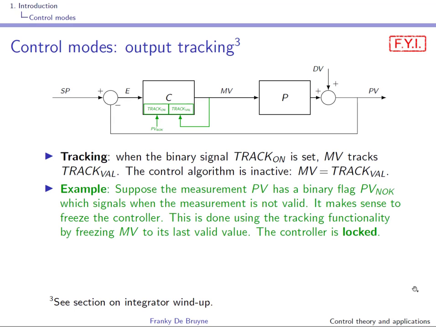What will happen when the sensor flags a signal, a measurement that is wrong? Well, this one will go to 1 and MV will track itself, so that you have here at the output the last value that you had in automatic mode. Okay, so the controller is frozen with the last active value of MV. The controller is locked, and of course in the human machine interface there should be a warning for the operator to tell him that there is something wrong with the measurement, but at least nothing goes wrong in the sense that the controller is now locked.